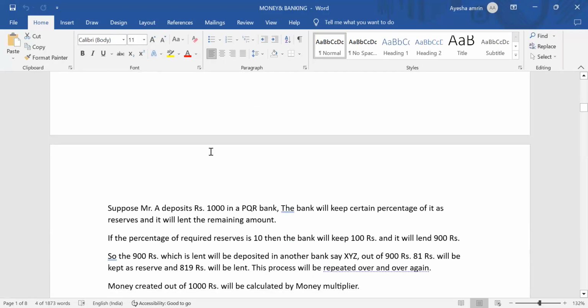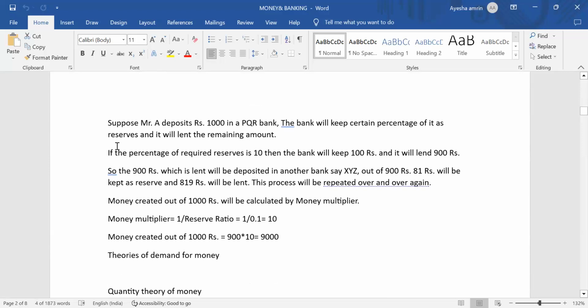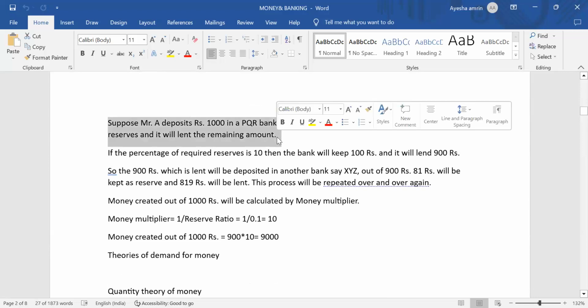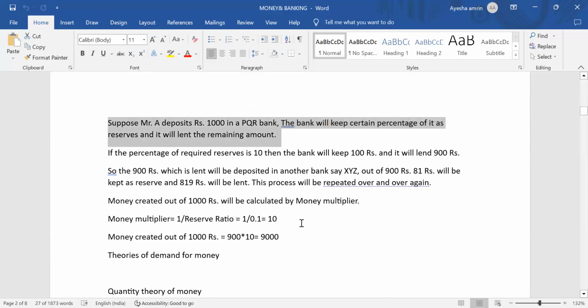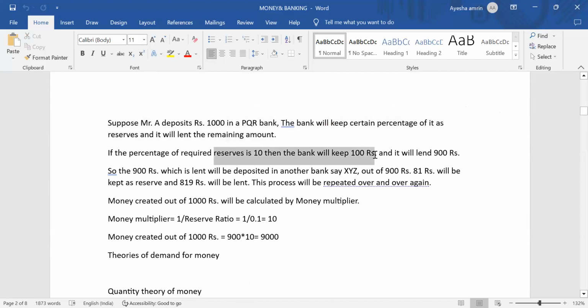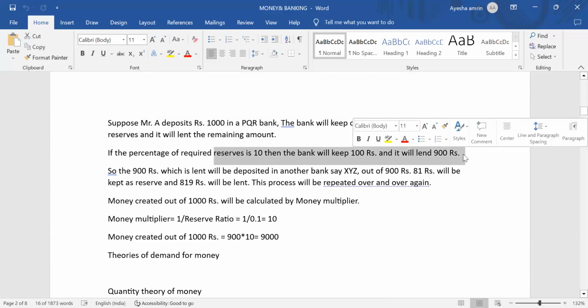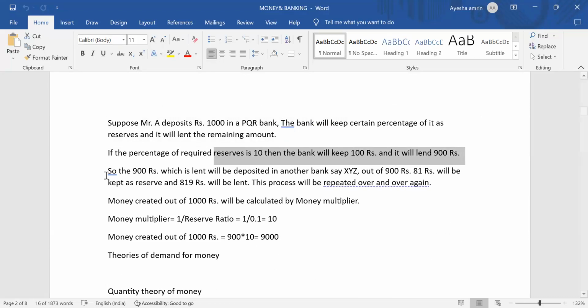And how do banks create money? Now, there is an example. Listen to it very carefully. Suppose A deposits 1,000 rupees in a bank. The bank will keep a certain percentage as reserve, as you all know that every bank needs to maintain a reserve system. And what will be done with the rest of the amount? If the reserve percentage is 10, then the bank will keep 100 rupees and 900 rupees will be given for lending. Remember this. The bank will not keep the entire amount, or 90% or 80%. Only 10% of the amount deposited by a person they will keep. The rest, 90%, they will give for lending.